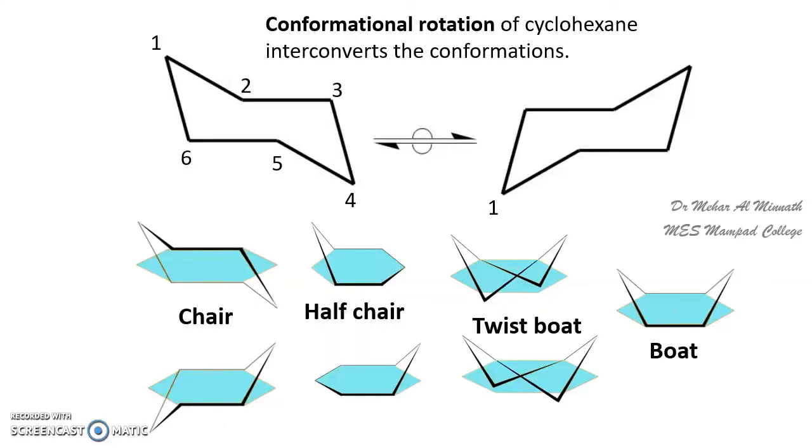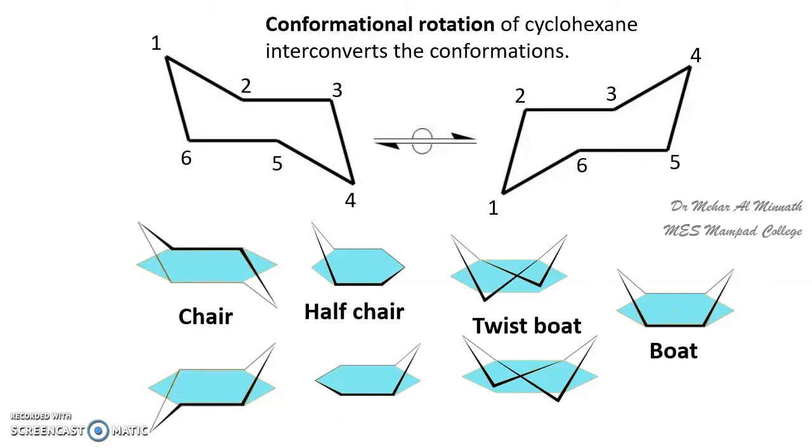Now, looking at the video, what we find is when the ring flips, carbon 1 has come down, carbon 2 has come up, carbon 3 has come down, carbon 4 has come up, carbon 5 has come down, carbon 6 has come up. So those carbon atoms which were above the plane have come down, and those which were below the plane have come up. So here 1, 5 and 3 were above the plane, now they have come below. And 2, 6 and 4 were below the plane, now they have come up. So that's a change which is happening while ring flipping.